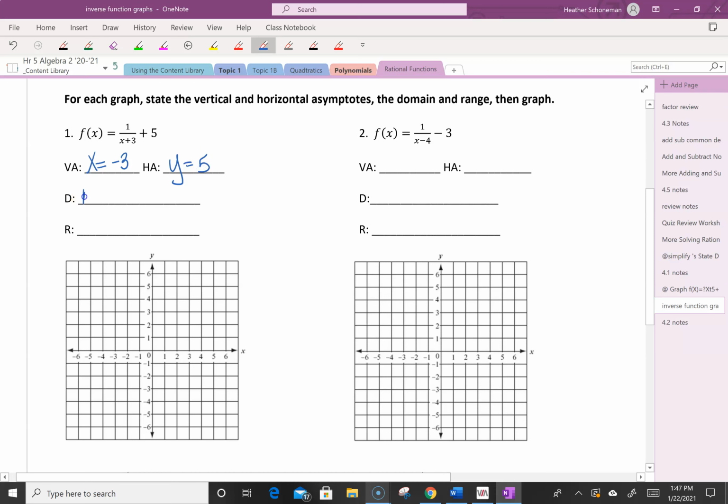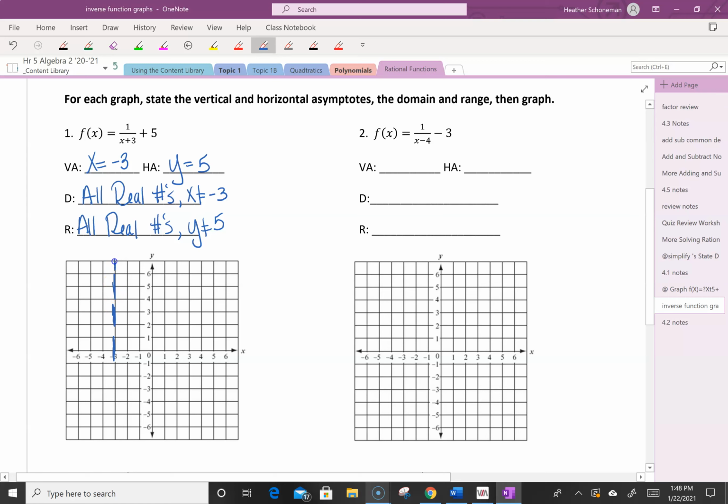The domain is going to be all real numbers, except you can't be where the asymptote is, so you can't be at negative 3, so x cannot equal negative 3. And for the range, it's going to be all real numbers except where the asymptote is, so y cannot equal 5.